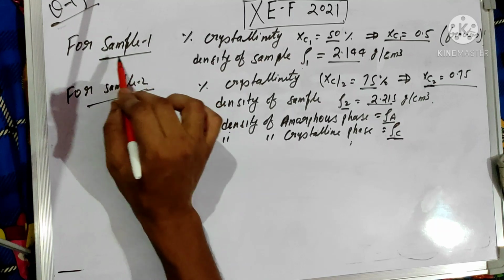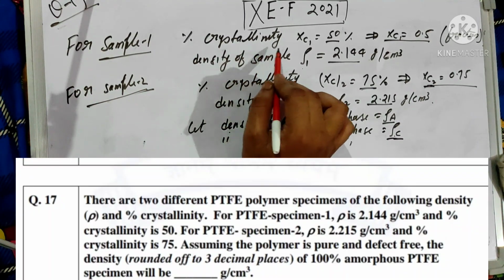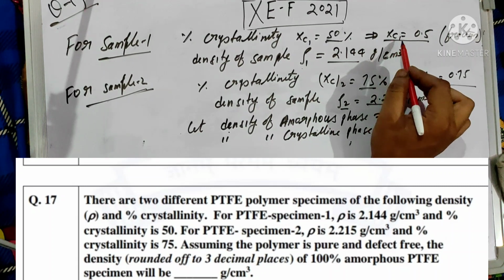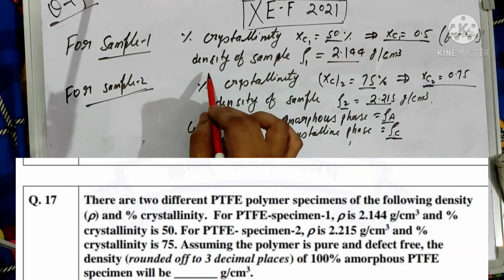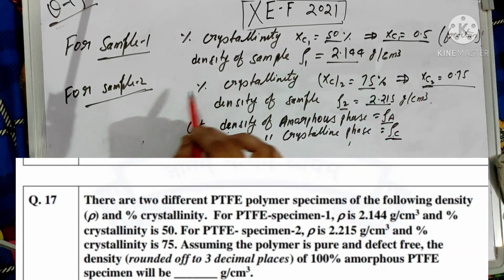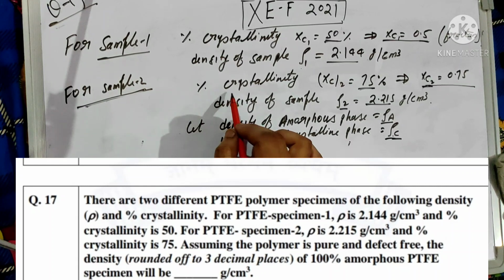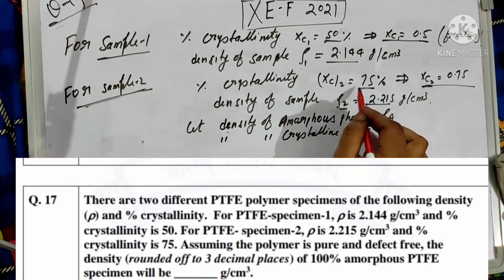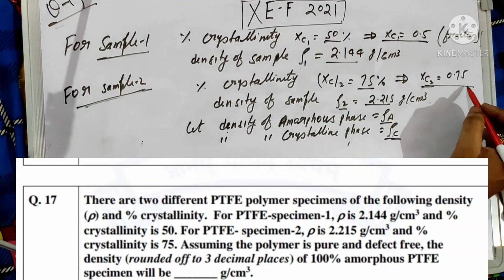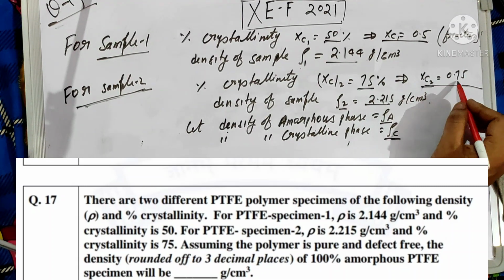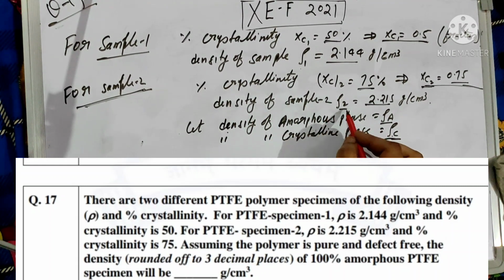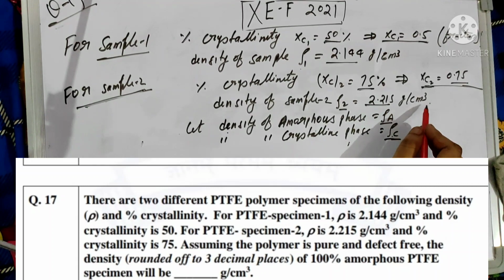Pascal second. For sample 1, the specimen with percentage crystallinity Xc1 is equal to 50%, so the fractional degree of crystallinity Xc1 is equal to 0.5, and the density of sample 1, rho 1, is equal to 2.144 gram per centimeter cube. For sample 2, the percentage crystallinity Xc2 is equal to 75%, so the fractional degree of crystallinity Xc2 is 0.75, and the density of sample 2, rho 2, is equal to 2.215 gram per centimeter cube.